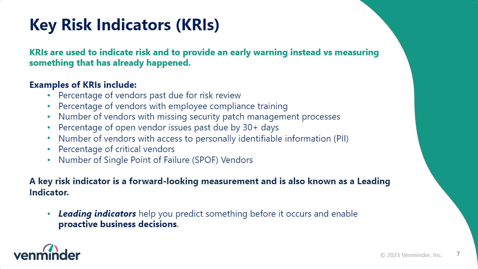Some examples might include, how many vendors are past due for their risk review, or the number of vendors with missing security patch management, right? Or even the number of vendors with access to PII. We could also measure things like how many single point of failure vendors we have, or how many critical vendors we have. All of those can be good key risk indicators.